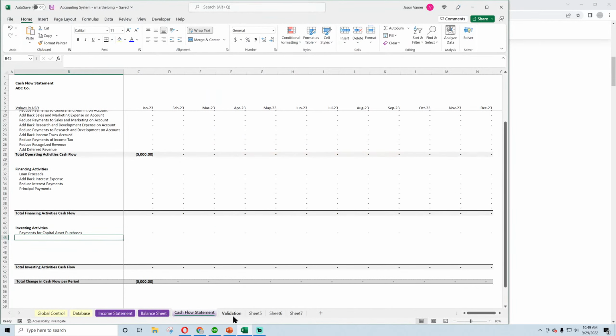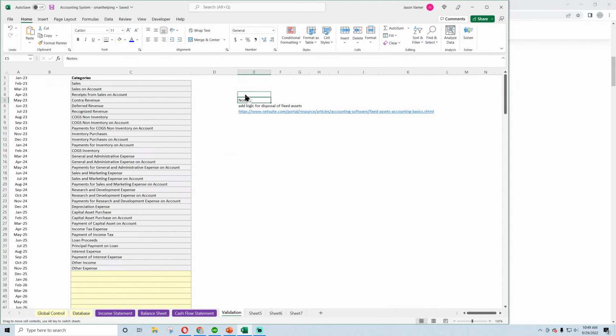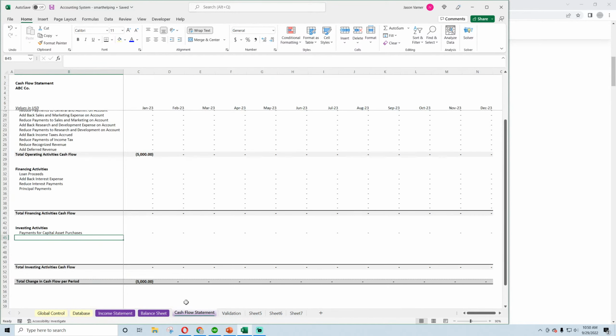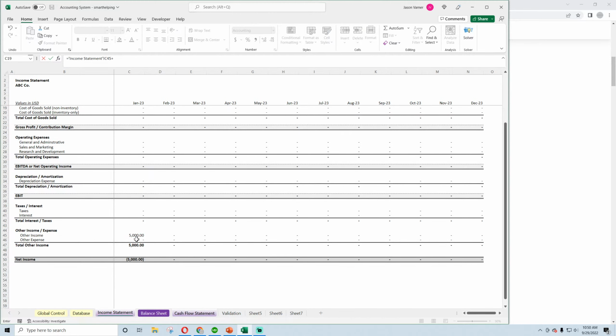Let me make some notes here. Remember, we also want to add disposal of fixed assets. We want to add dividend payments, which is under financing. Investing activities, I'm assuming we're just going to put it all under financing activities. I think that is the most logical place. So on here, we're just going to put other income expense, and it's actually just going to be the amount of those items here. So this plus this.